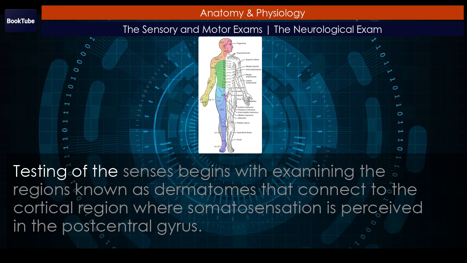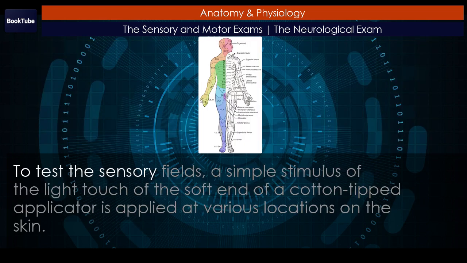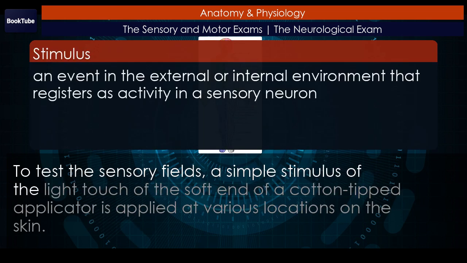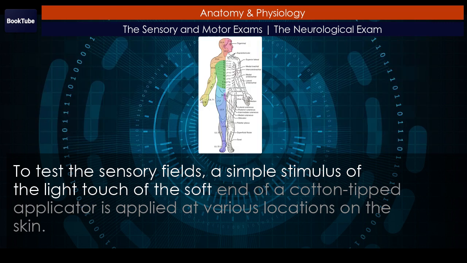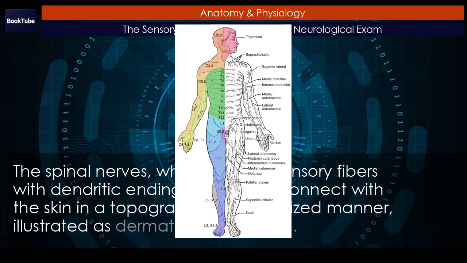Testing of the senses begins with examining the regions known as dermatomes that connect to the cortical region where somatosensation is perceived in the postcentral gyrus. To test the sensory fields, a simple stimulus of the light touch of the soft end of a cotton-tipped applicator is applied at various locations on the skin. The spinal nerves, which contain sensory fibers with dendritic endings in the skin, connect with the skin in a topographically organized manner, illustrated as dermatomes.